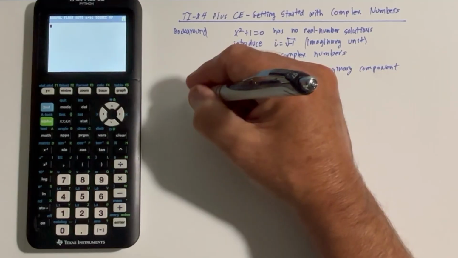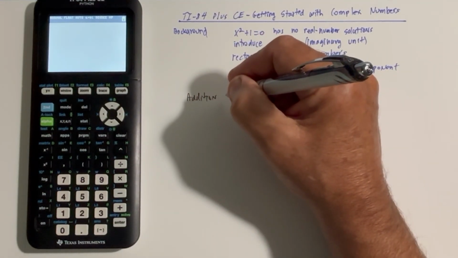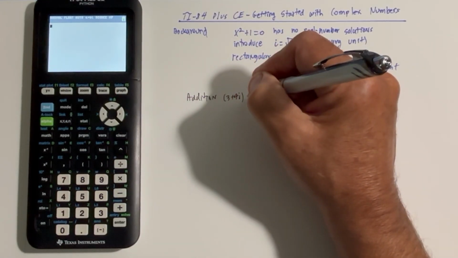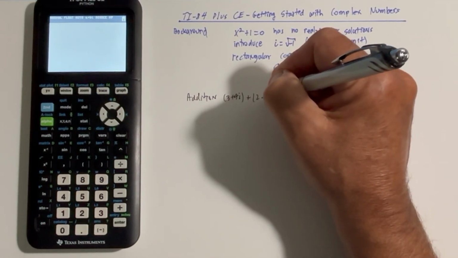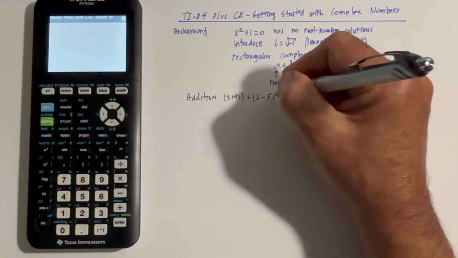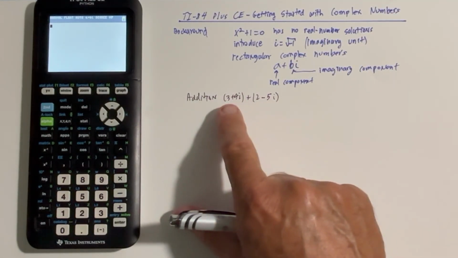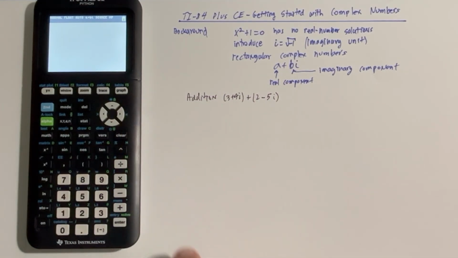So let's do an example. Let's do an addition. We're going to take the example of 3 plus 4i plus 2 minus 5i. So those are complex numbers. Now when we add them, we just add the individual components, the real and the imaginary components add together. But let's do it in the calculator.